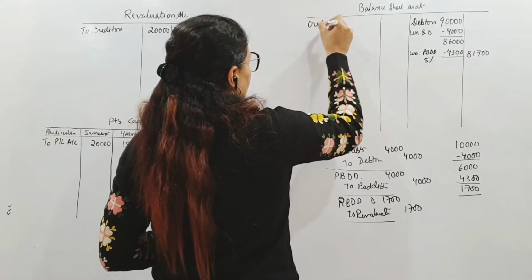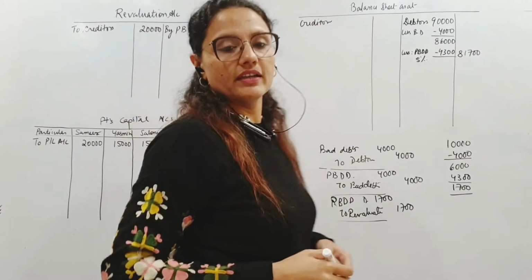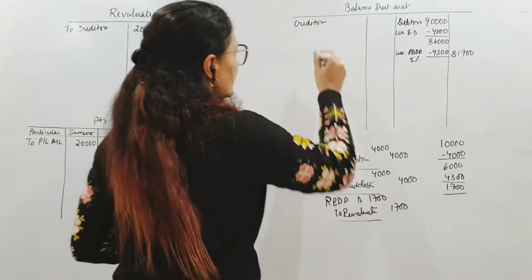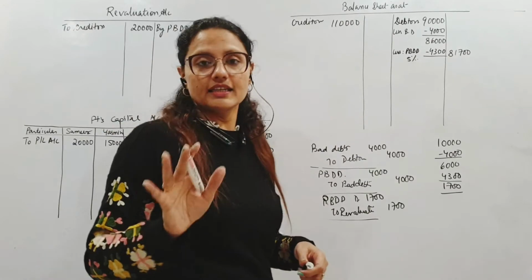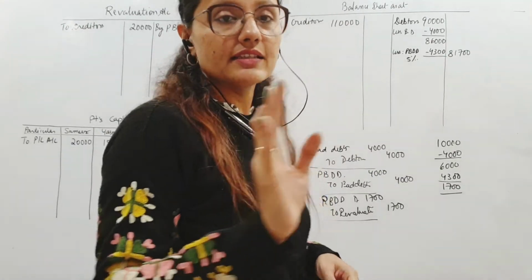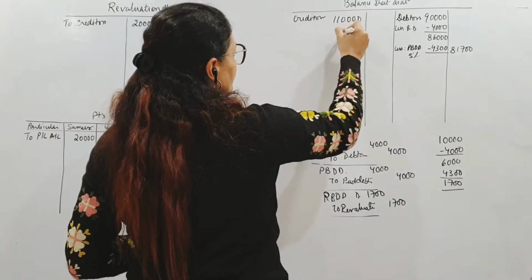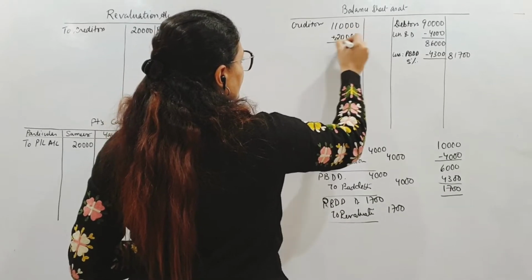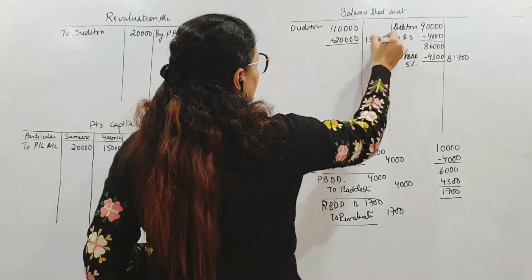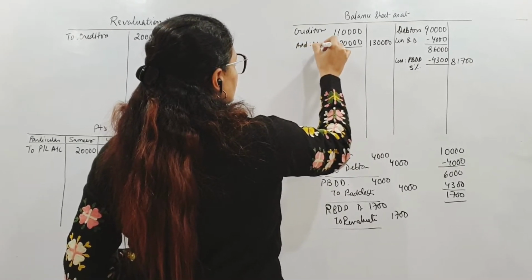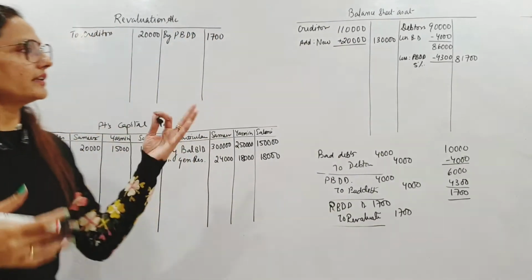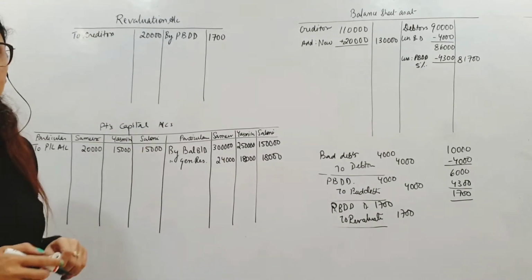Come here then. In the balance sheet, how much is given as creditors? 1,10,000. Yes? Already creditors इतना है 1,10,000. इसमें और 20 add हो गए. So it comes to 1,30,000. So this is the new creditor or unrecorded creditor being added.